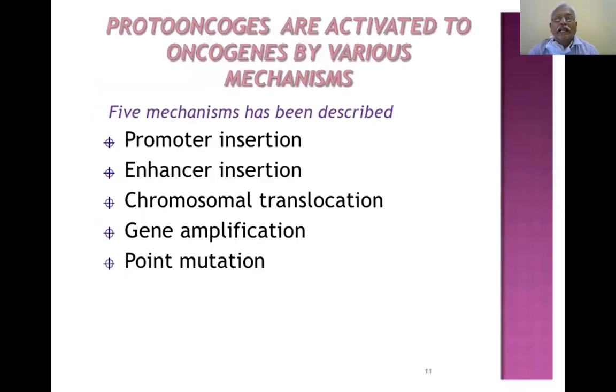So proto-oncogenes are activated to oncogenes by various mechanisms. There are 5 mechanisms. That is promoter insertion. Second one is enhancer insertion. Third one is chromosomal translocation. Fourth one is gene amplification. And the last one is point mutation. So these are the 5 things we have to remember. These are the 5 mechanisms. They are described. The proto-oncogenes are activated to oncogenes by all these 5 mechanisms: promoter insertion, enhancer insertion, chromosomal translocation, gene amplification, and point mutation.